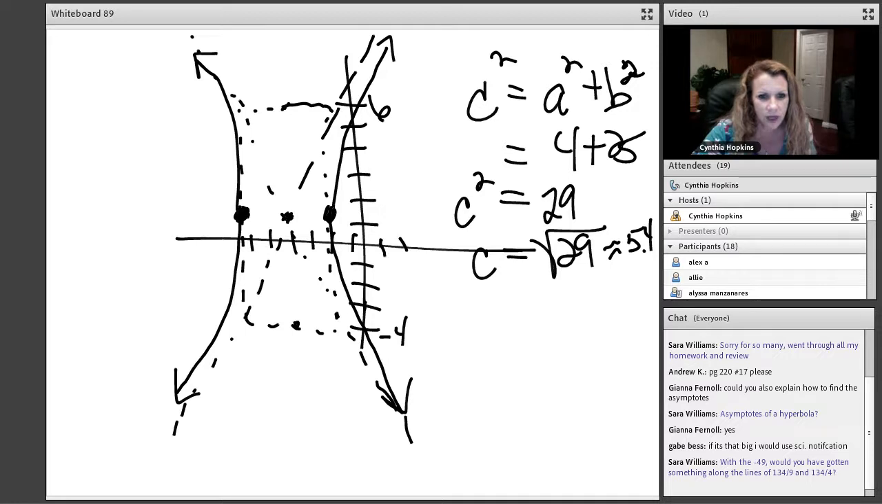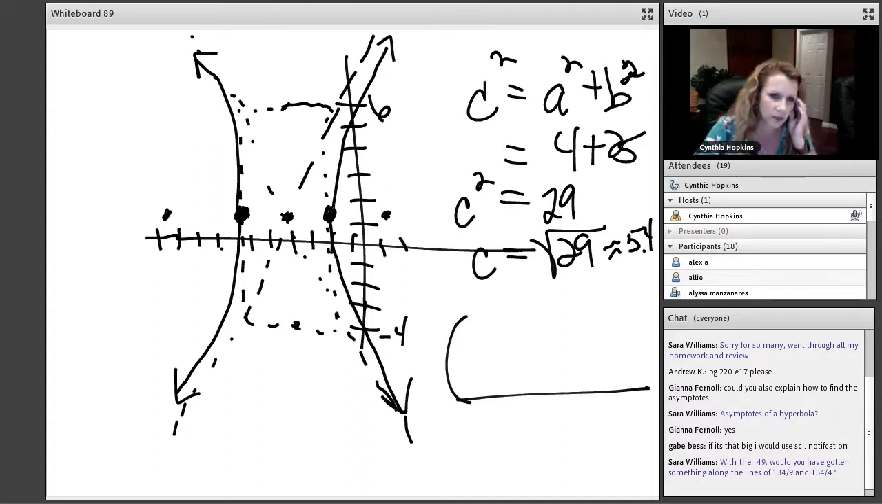5.4 would be about right here. And then to the left, 5.4, 1, 2, 3, 4, 5.4 would be about right here. Okay, and they asked you in the answer column to label the coordinates.